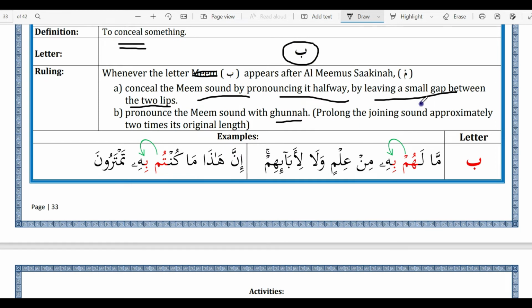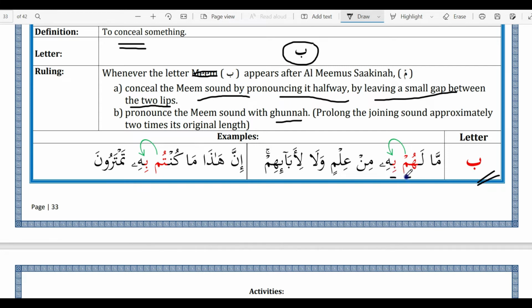The letter is Ba. So here we have Ba coming after Meemus Sakina, and Ha here with Dhamma. When we join this here, we have Hum. Lahum bihi. Lahum bihi. So here we have to do two things. We have to stretch this joining sound, hum, this Meme sound here. We say Lahum bihi. Lahum bihi. That's one part.